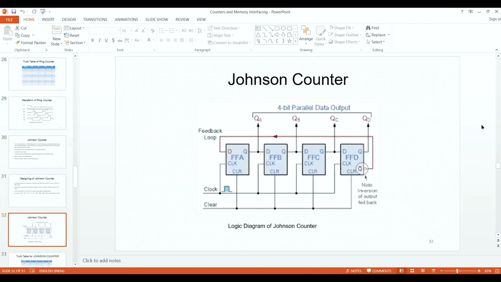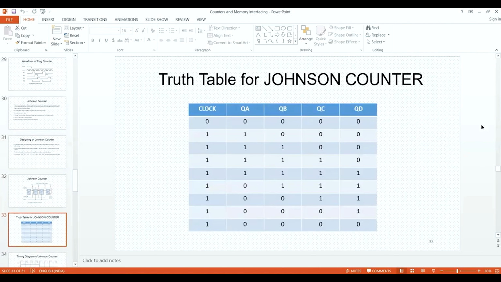Now you can see that in the Johnson counter, 4 flip flops are there. We are giving a clear signal and the inversion is given. Let's see the truth table now. Here no clock is there, so all the outputs are 0. When the clock is there, the same process is started. But when the clock pulse is again given, two outputs, Q and QB, are on.